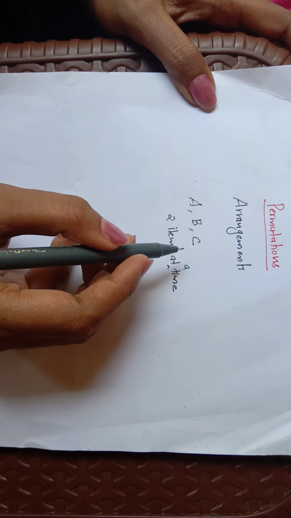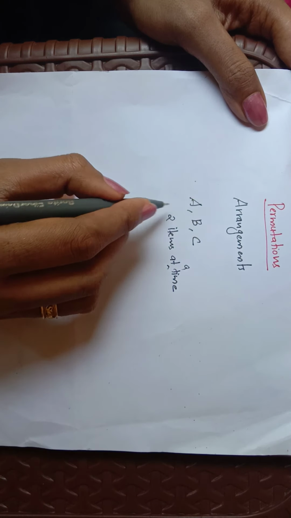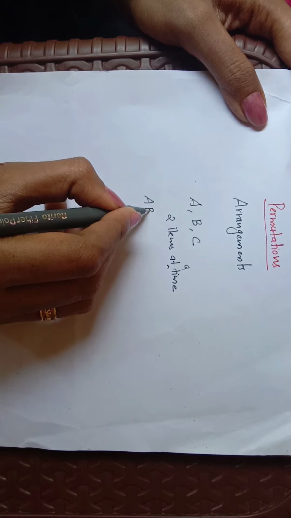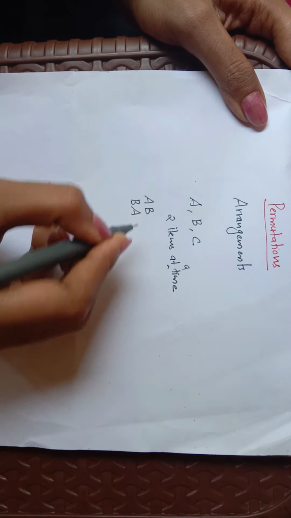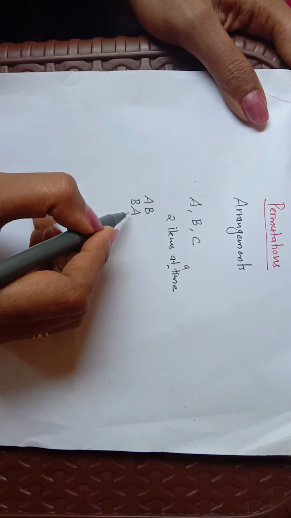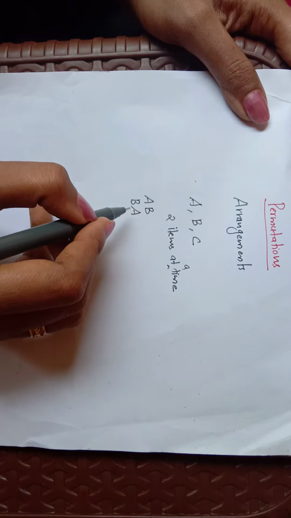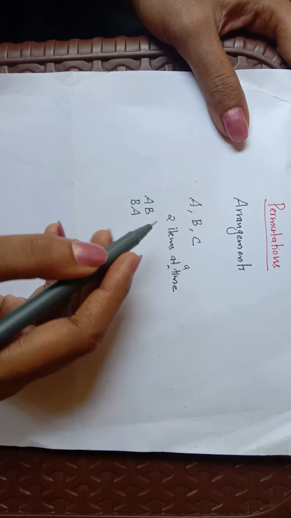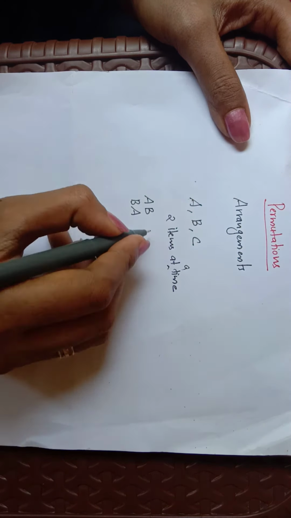So let us list the possible arrangements one by one. If I take A and B, I can write AB as one arrangement, BA as another arrangement. These two are different arrangements because here I have arranged A first, here B first. Now if I take B and C, the possible arrangements are BC and CB. Now there is another one, AC, along with that we can write CA. So now I have listed all the possible arrangements of 3 items if I take 2 at a time, right?